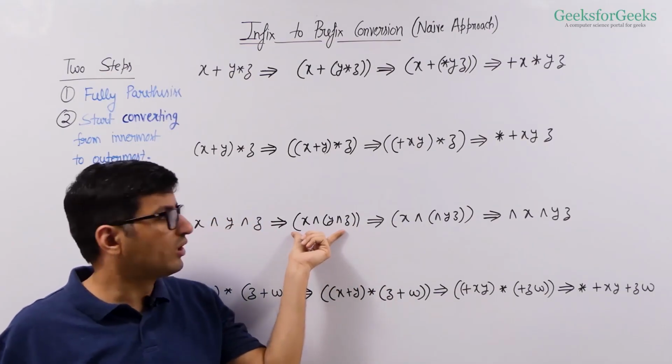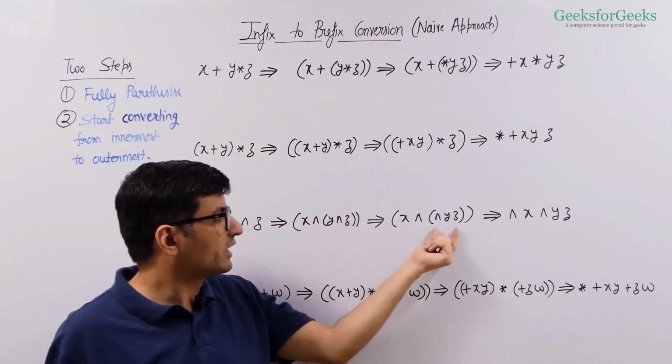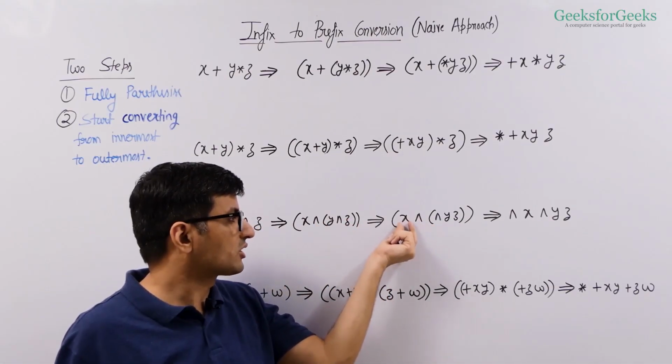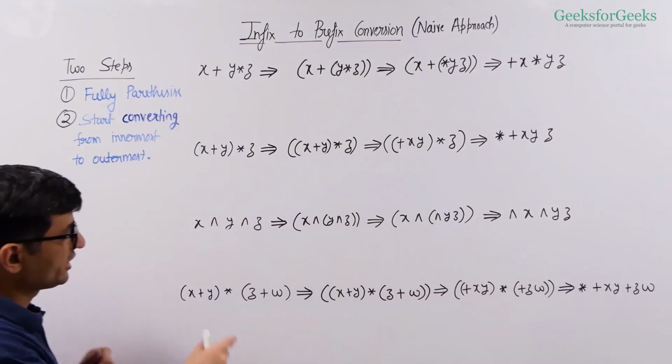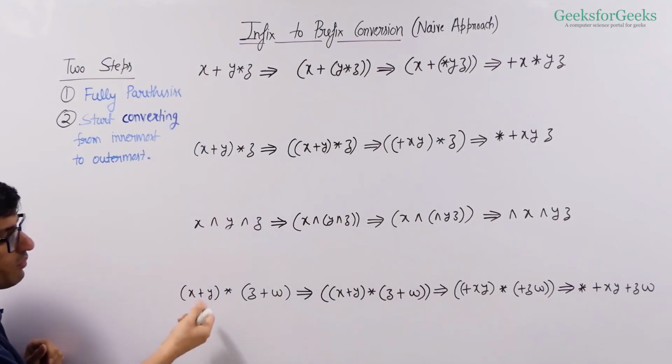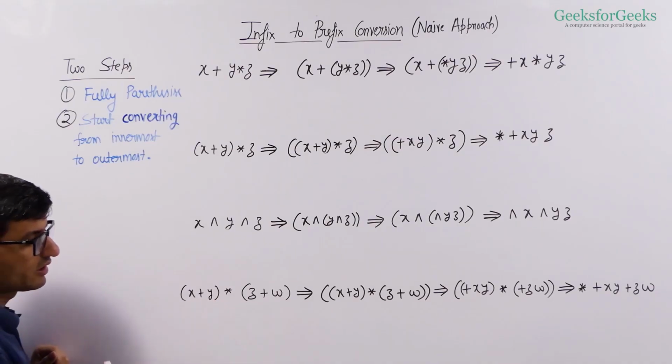And now we'll convert from the innermost expression. So we'll get this one. For this, this is the first operand, this is the second operand. So we'll get this thing. Now let's see this. We just need to put one more parenthesis because this is already parenthesized.